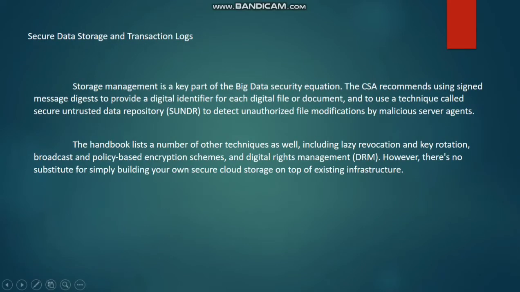Next practice is secure data storage and transaction logs. Storage management is a key part of the big data security equation. The CSA recommends using signed message digests to provide a digital identifier for each digital file or document, and to use a technique called Secure Untrusted Data Repository or SUNDR to detect unauthorized file modifications by malicious server agents.